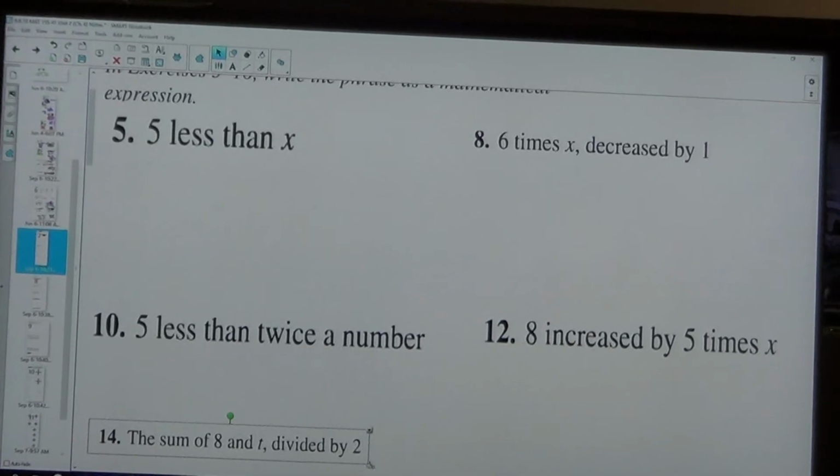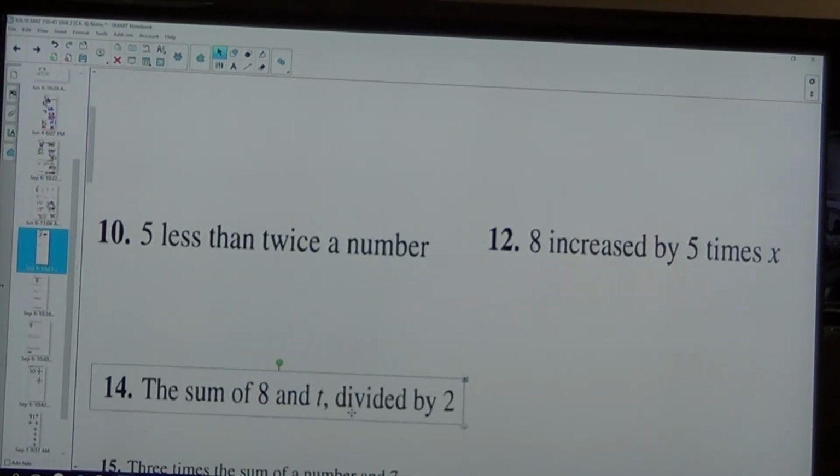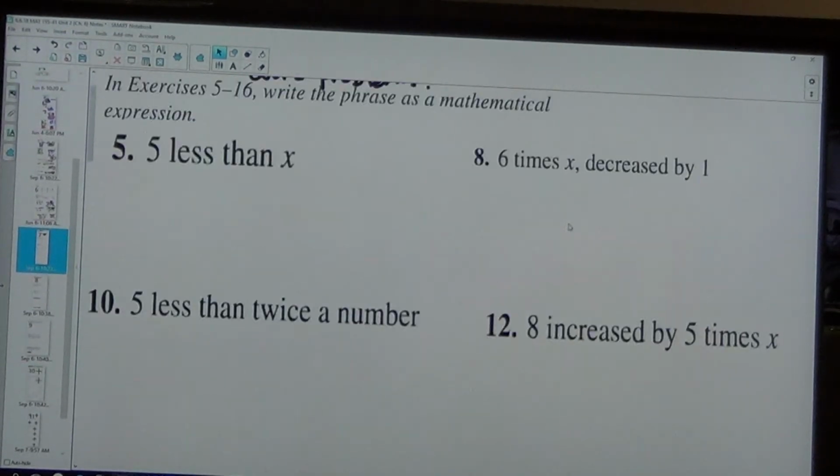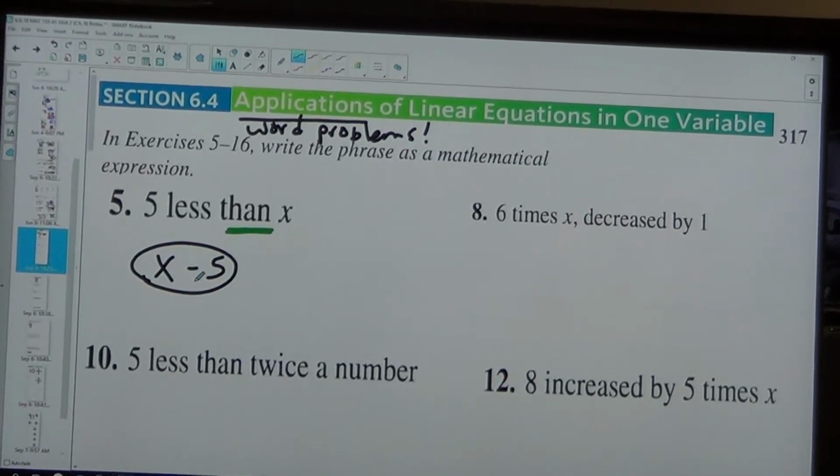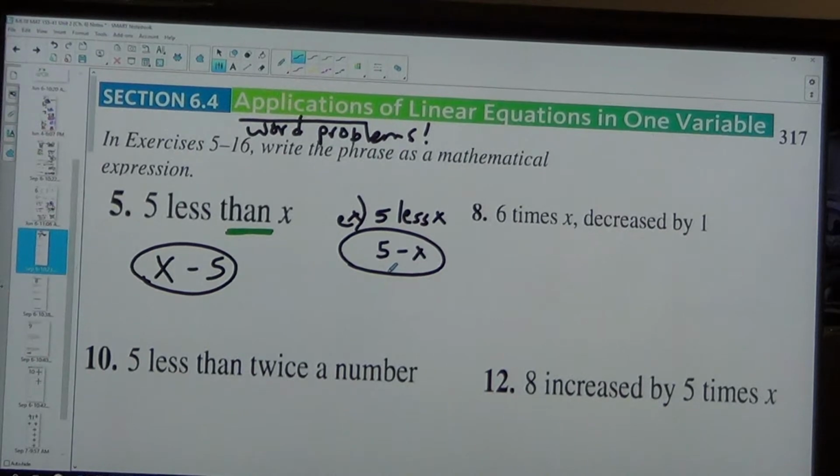Alright, so I'm going to start off easy and then we're going to slowly get harder. The first one, 5 less than x. X minus 5. So that would be x minus 5. Had it said 5 less x, what would that be? 5 minus x. See the difference?